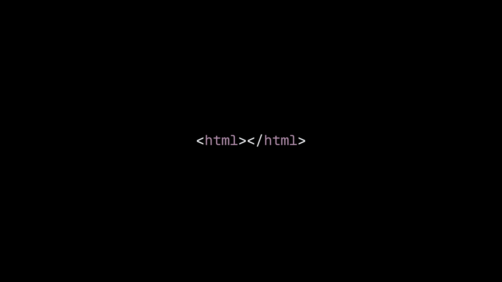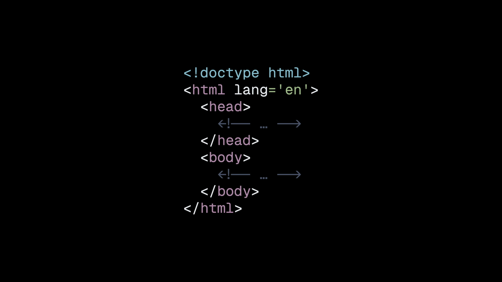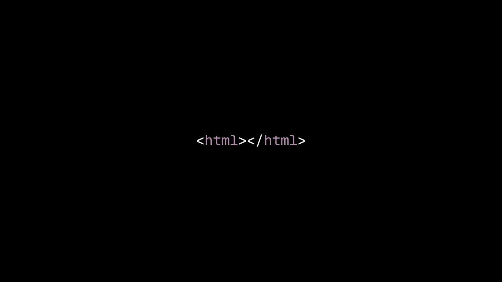Group 1 is titled main root, because HTML represents the top level element of an HTML document, so it is also referred to as the root element. All other elements must be descendants of this element.